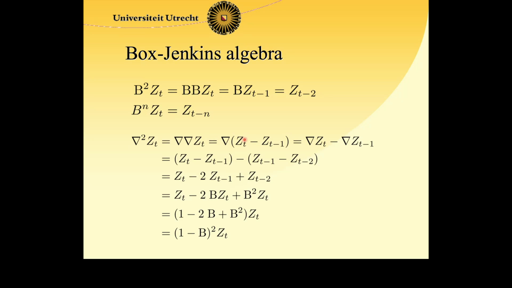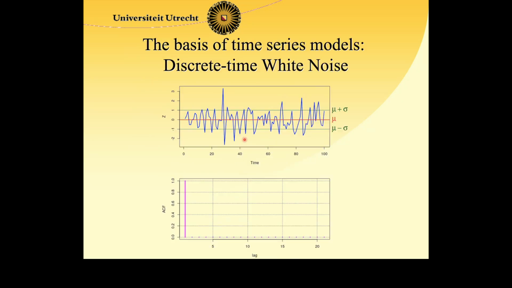Now let's move to the so-called time series models. What do they look like? How are they built? Well, the basic time series model is built on white noise. This is an example of white noise. If you look at the correlation function of white noise, it has a correlation of 1 for lag 0, and it has a correlation of 0 everywhere else.